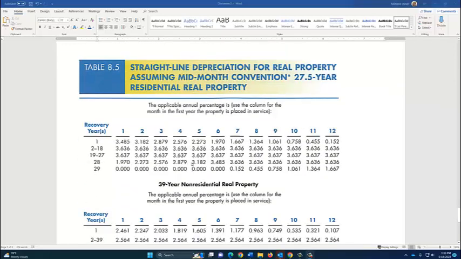Now these are the tables that we're going to use to depreciate our real property. So for residential real estate like apartment buildings or a rental house, we're going to come to the 27.5-year table with the mid-month convention. Notice it's got the number of months across the top. So we need to know the month that the asset was placed in business.